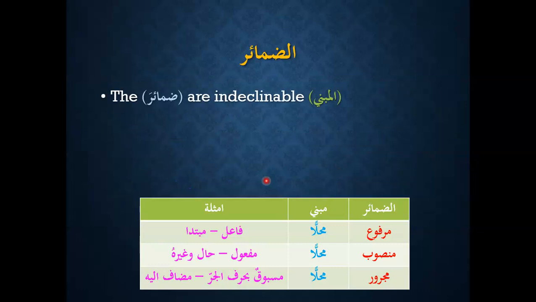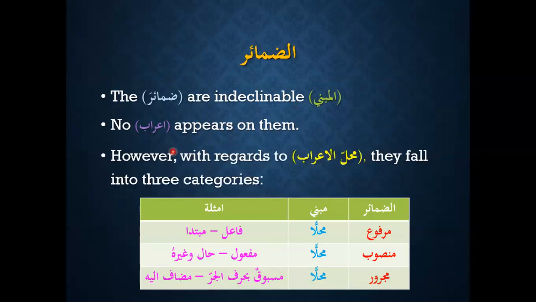All of these dhama'ir, these pronouns, are mabniyat. Mabni means indeclinable, firmly fixed. They do not move. They do not have any i'rab on them, meaning you can't change their i'rab. They are just stuck in all three forms. That is why we say mahallan: marfu, mansub, or majroor, mahallan.